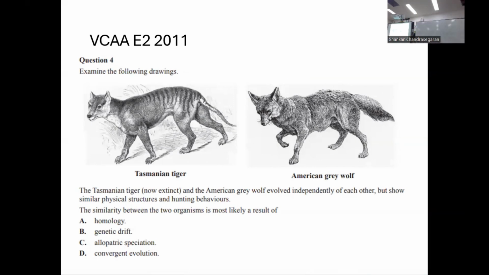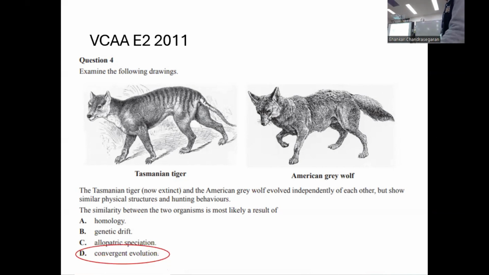What do you think? Okay, so the key phrase here is that they evolve independently of each other. C? D.